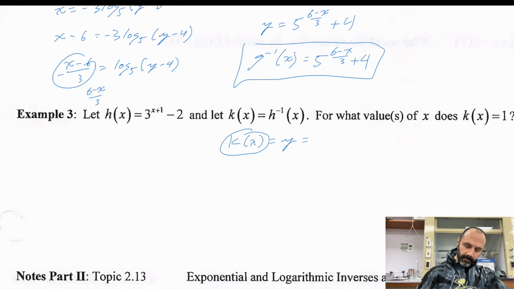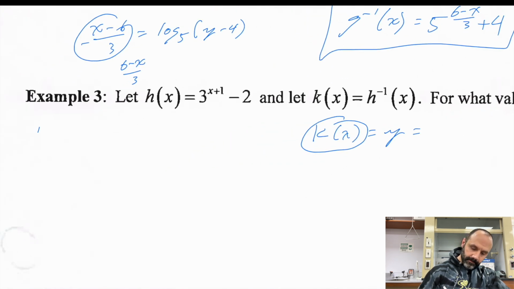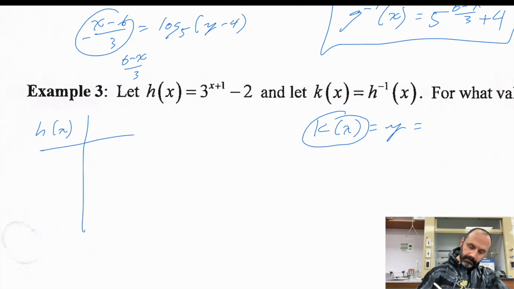Let's put it this way, right? If we make a table, h of x, and then over here is h inverse of h of x, or in other words, k of x.